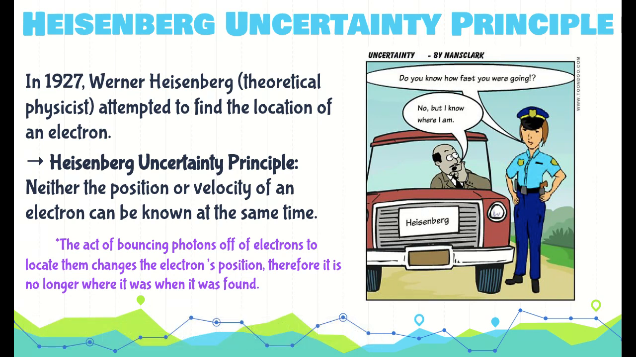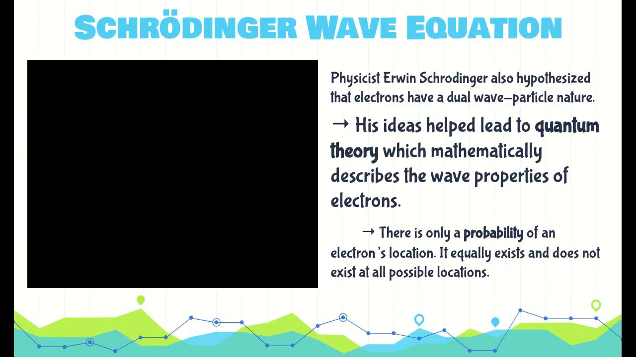So you can't know where an electron is and how fast it's going at exactly the same time. If you figure out how fast it's going, it's no longer in the same position. And if you figure out what its position is, you have no idea how fast it's going. So this was his principle that he came up with, which seems kind of random right now, but it'll all play together as we work through here.